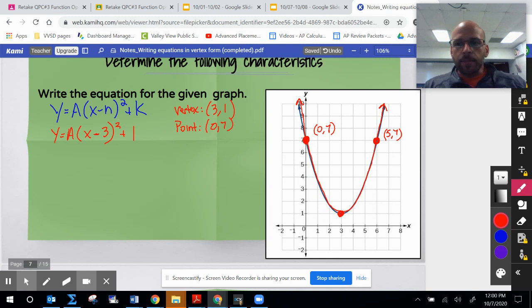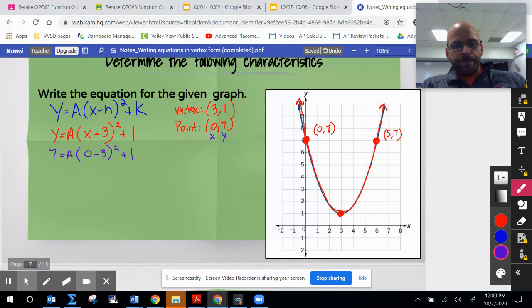So if you notice, I substituted the x and the y of the vertex into the location of h and k for my formula. Okay? And then second, I am going to take my point, which is an x and a y value, and I'm going to substitute that in for my x and y. Now, be very careful. Make sure you put the right numbers in the right place. The y value is 7, and the x value is 0.